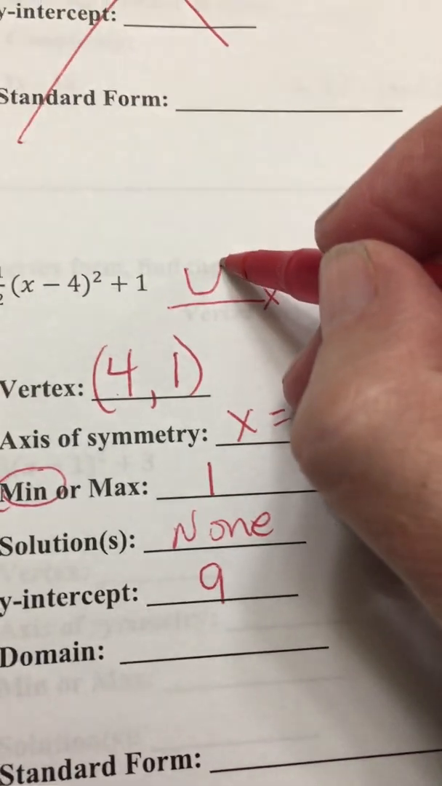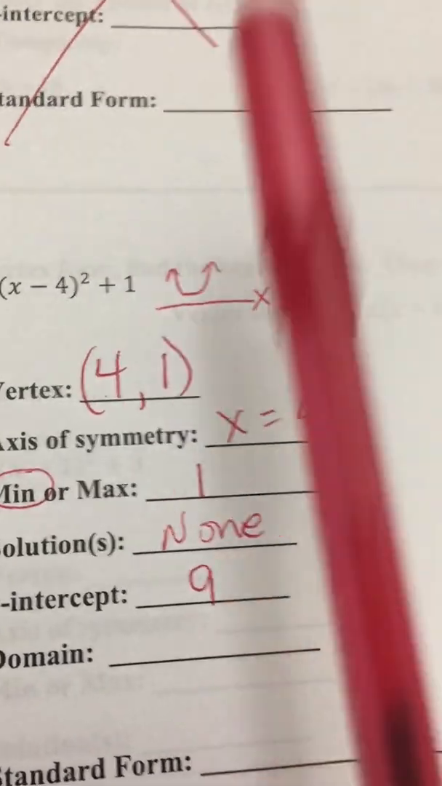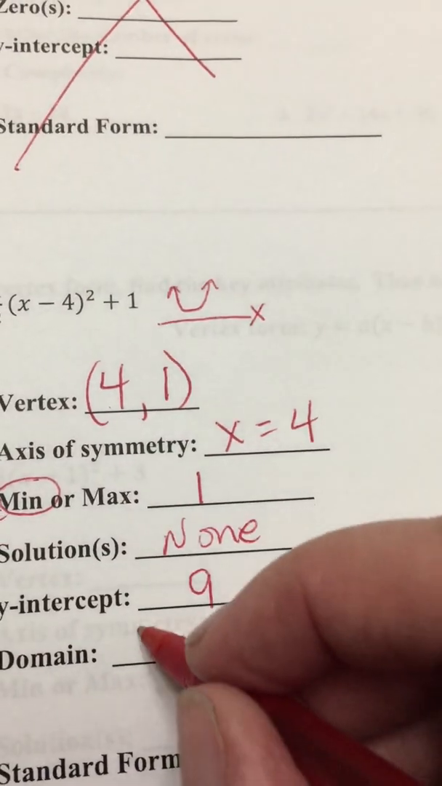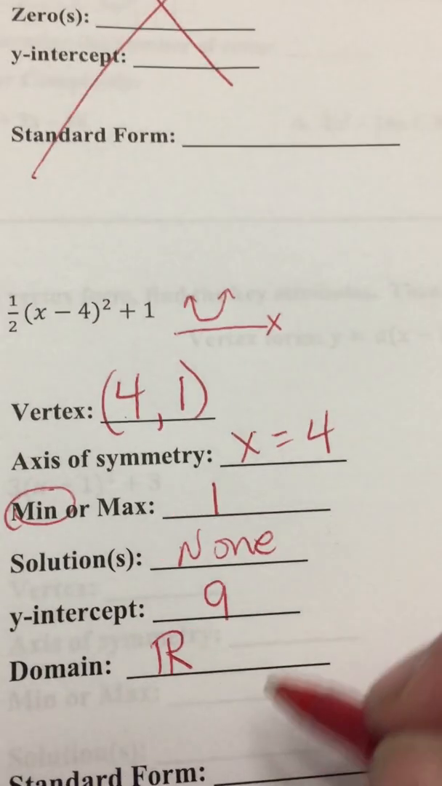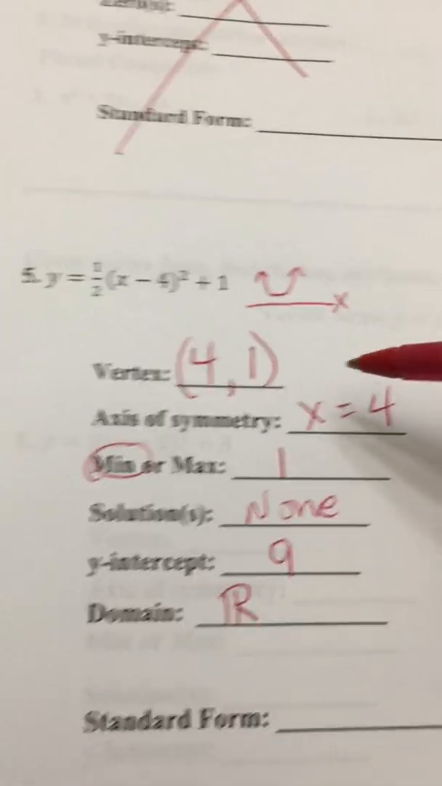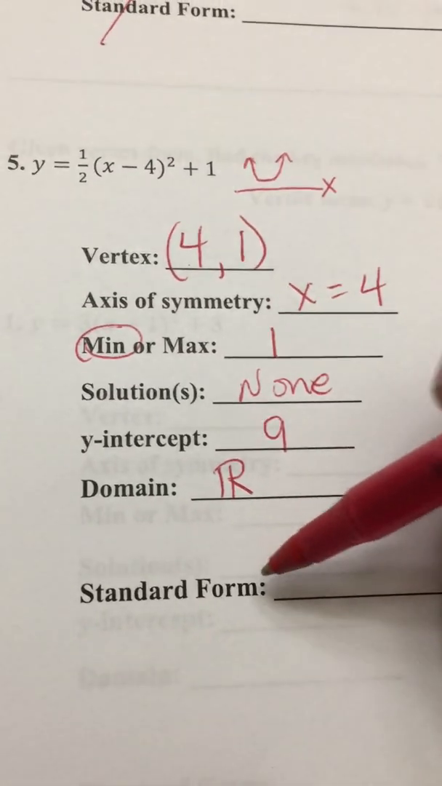Domain. It's got arrows on both sides, so it's going slightly right forever, and it's going slightly left forever. So my domain is all real numbers. I'm going to use them all. You can do the double R, write out the words, all real numbers, or do an infinity symbol if you like. Okay, so there's that. Now we want to come back and write it in standard form.